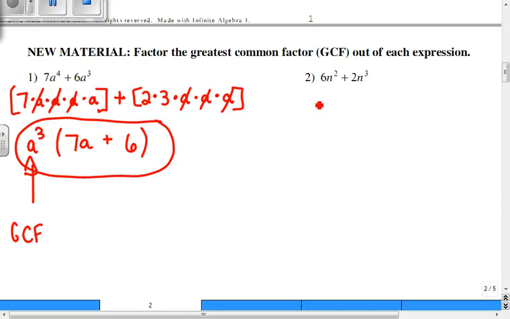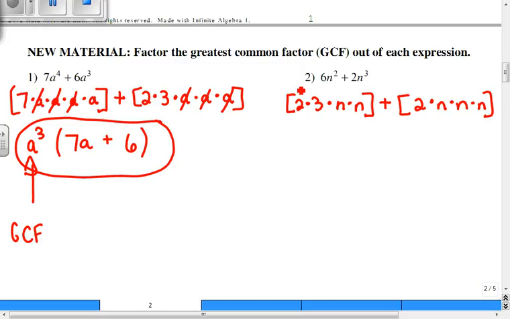Okay, problem number 2. We can break 6 down into 2 times 3. n squared can be broken down into n times n. We bring down our plus sign. 2 is a prime number, so 2 times 1, so we can just write 2. It's 2 times 1, anything times 1 is itself. n cubed can be broken down into n times n times n.